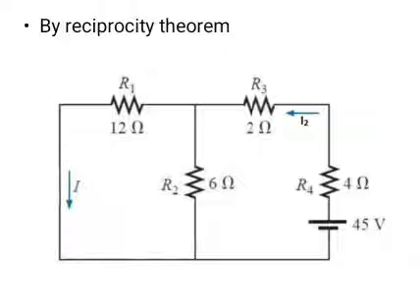By this theorem, you know, if the voltage in one branch and the current in the other branch are interchanged, then there is no change in the currents in the different branches of this circuit.